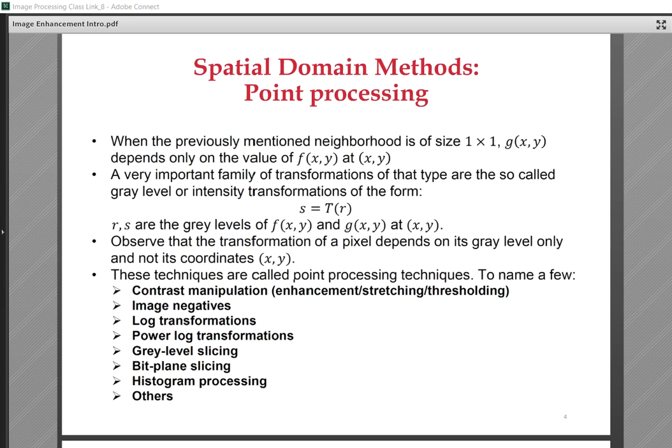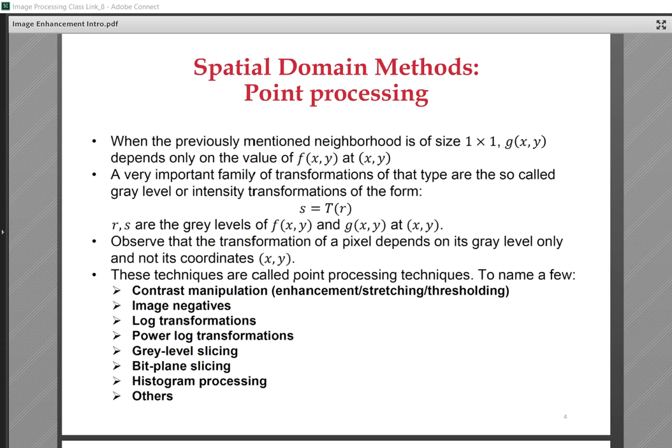Observe that the transformation of a pixel depends on its gray level only and not on its coordinates x, y. We look at intensity, not at location, whether right, left, top, down, etc. We only see the intensity. For example, we see in the next slides, for low intensity levels we raise it, and for high intensity levels we lower it, etc.